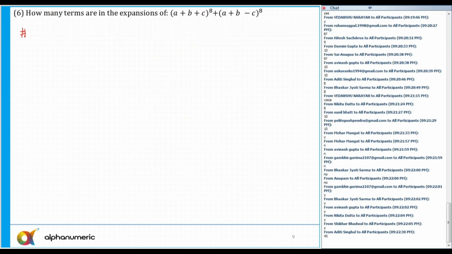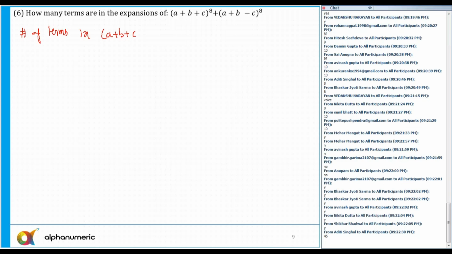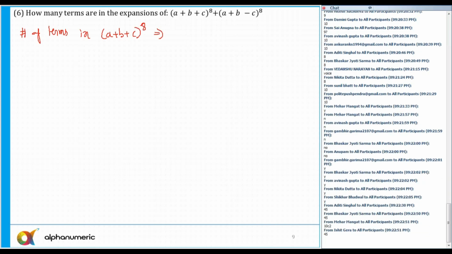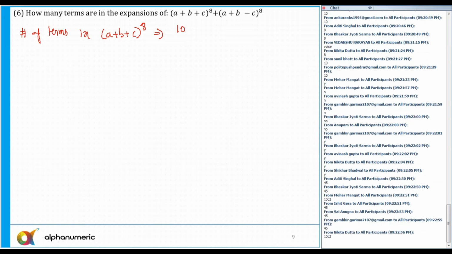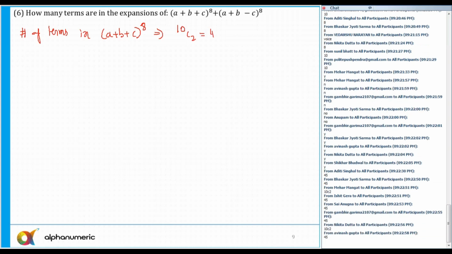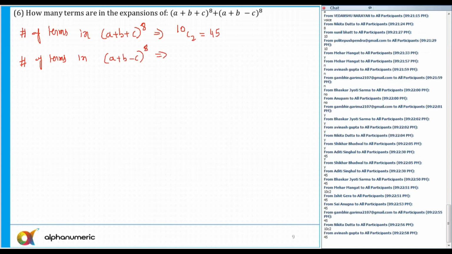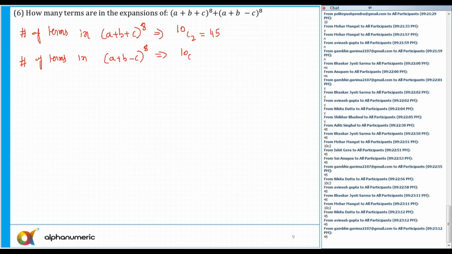What is the number of terms in a plus b plus c raised to power 8? What is the total number of terms in a plus b plus c raised to power 8? That is equal to 10c2, which is equal to 45. Perfect. Now tell me what is the number of terms in a plus b minus c raised to power 8. Again, the number of terms will remain the same. That is 10c2, which is equal to 45.